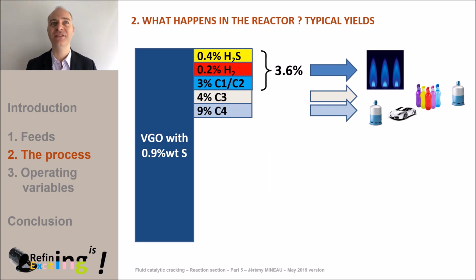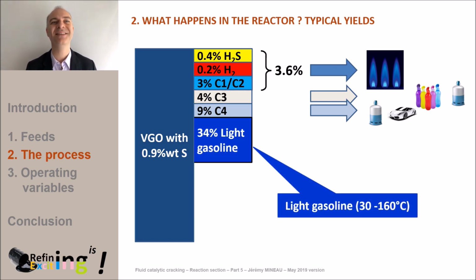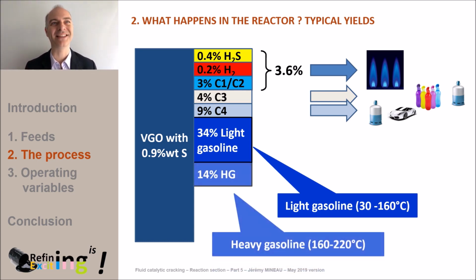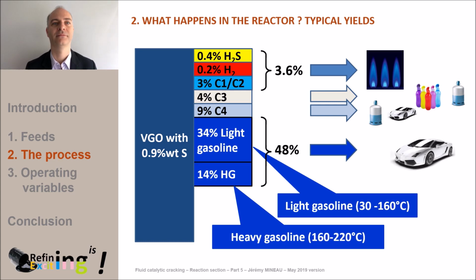Then light gasoline is found in a typical distillation range of 30 to 160 degrees C for about 35% by weight. Then heavy gasoline for about 14% by weight. These cuts are very good material to produce gasoline fuel. At this stage, we can clearly see that the gasoline represents about 50% by weight of the fresh feed. So, the FCC is a machine to produce gasoline.